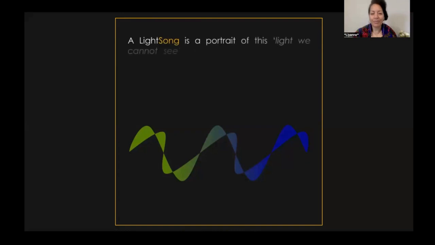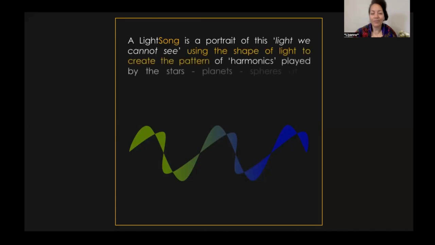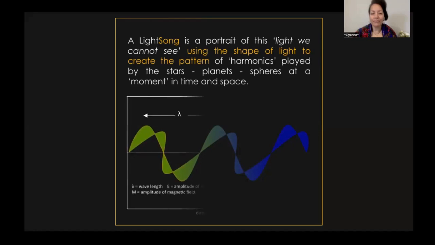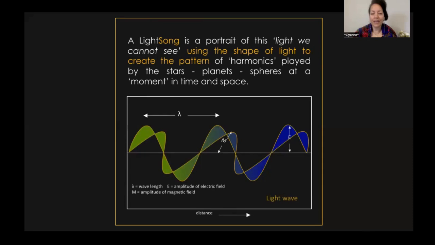This is the shape of light and is what I use to paint the portrait, to paint the conversations that are happening between the planets and celestial points in a star map, a birth chart.